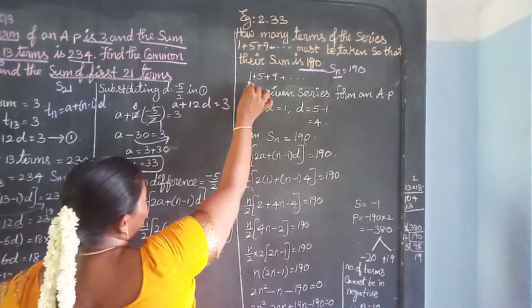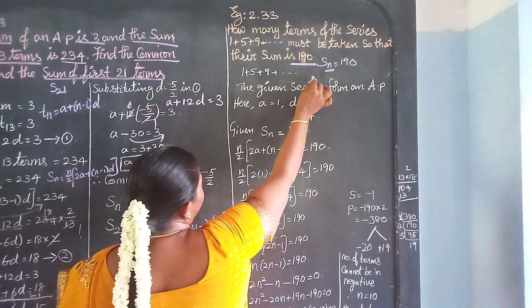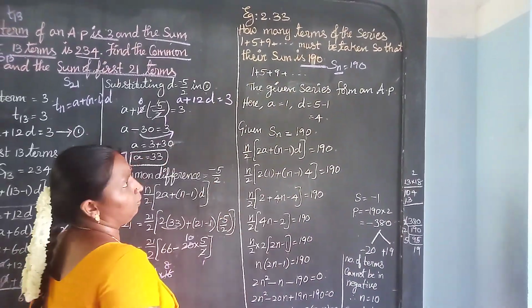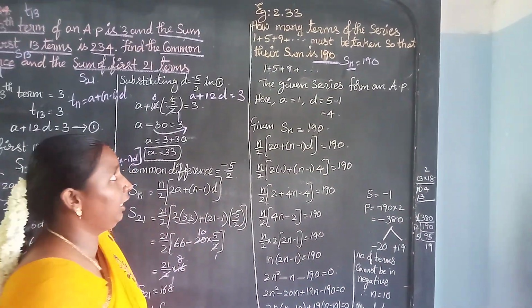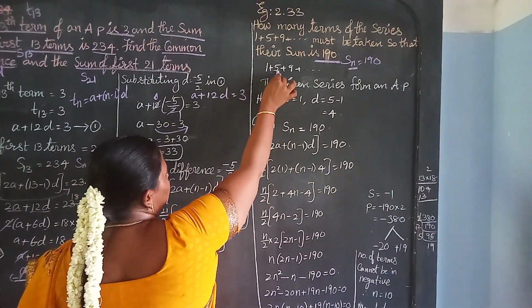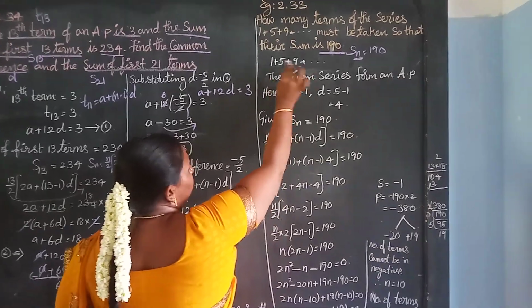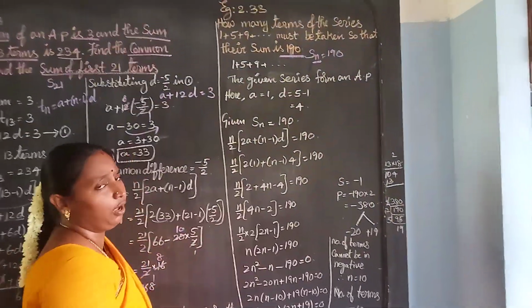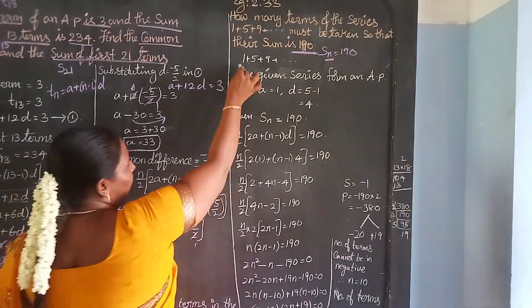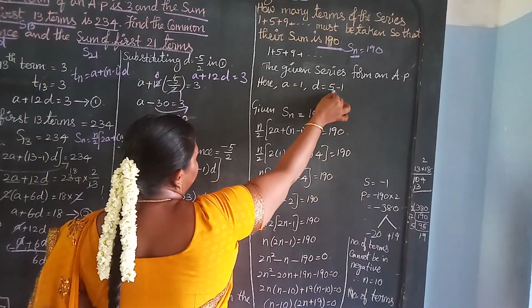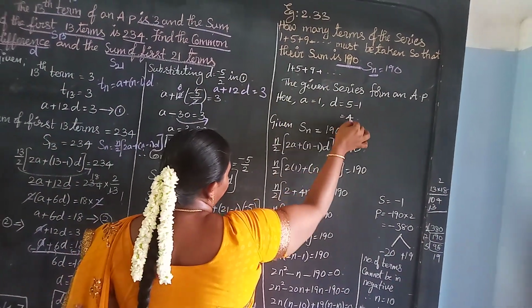So write 1 plus 5 plus 9 plus and so on. Definitely the given series forms an AP. Why? Because what is the difference between these two? T2 minus T1 will get 4. T3 minus T2 also will get 4. So therefore the given series forms an AP. So here A equal to 1, D equal to T2 minus T1, that is 5 minus 1, will get 4.